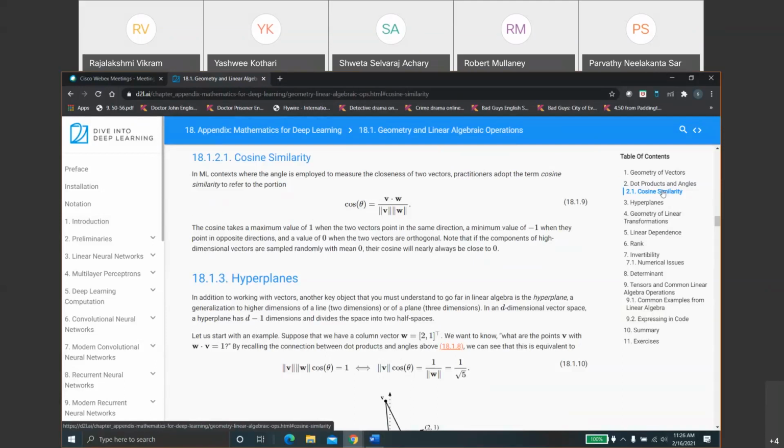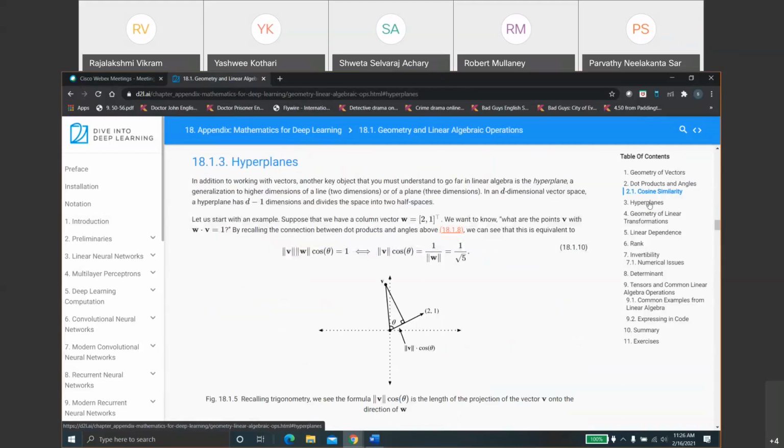Where is cosine similarity used? In deep learning for text analysis, we use cosine similarity. We represent the text using vectors, using encoding, and then we check how similar the texts are. So cosine similarity can be used there.